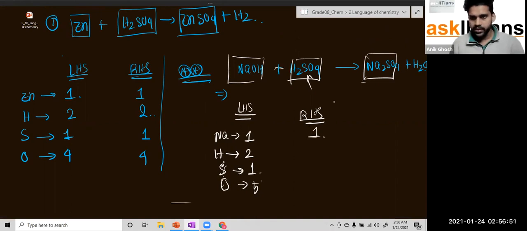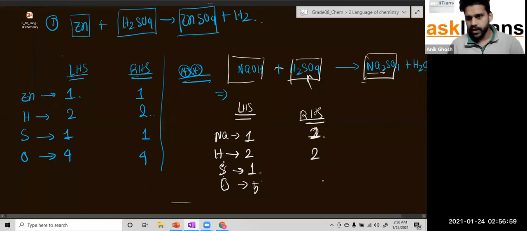Now, in the RHS, there are two sodiums over here, so write it like two. Hydrogens are two. Sulfur is one, and oxygen is 4 plus 1, five. Fine. So LHS and RHS are already written.